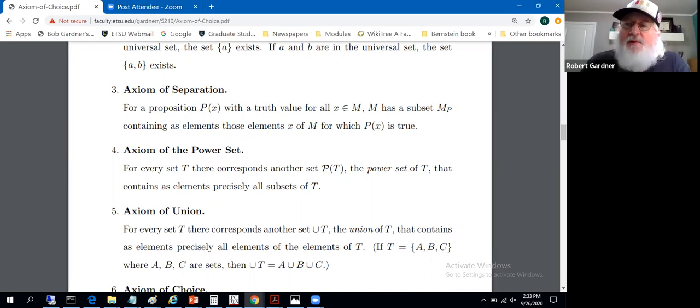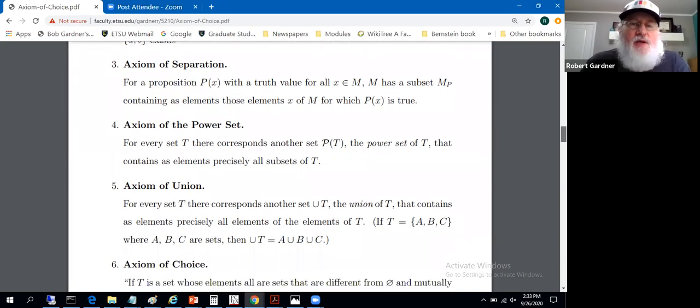The axiom of the power set, yet again, an axiom that claims the existence of certain sets. For every set T, there corresponds another set, P of T, the power set of T, that contains as elements precisely all subsets of set T. So if a set T exists, then the power set of that set exists.